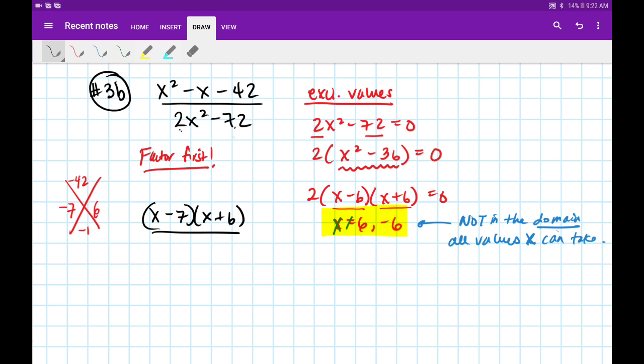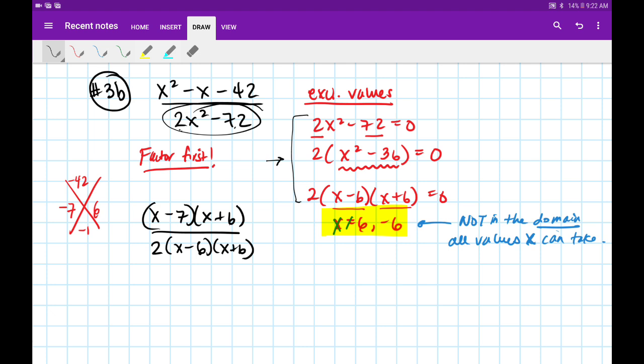And hey, we just factored this. Remember, we pulled out the 2. We were left with x minus 6, x plus 6. You can redo the work, but if we're finding our excluded values first, you've already done the factoring. So we can just remember that.